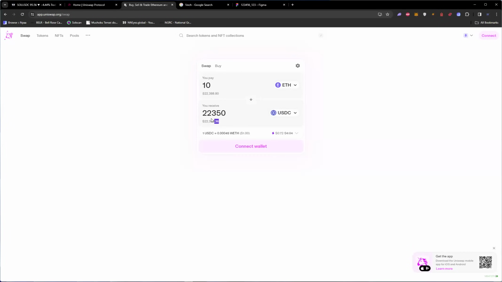Same thing is happening. How does it get the data on the exchange rate? I mean, USDC is pretty easy because it usually tracks right at $1, but ETH has a price that's always changing. How does the decentralized exchange know how to give that rate? Very simple, actually. It's actual buyers and sellers in the market.